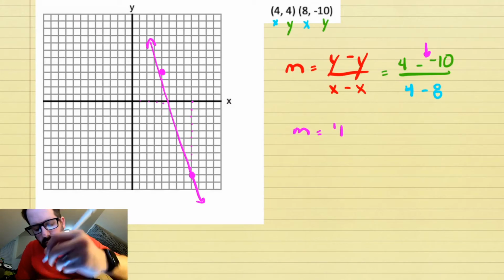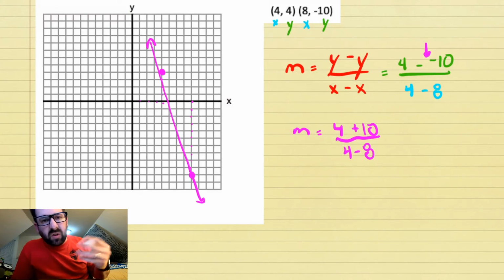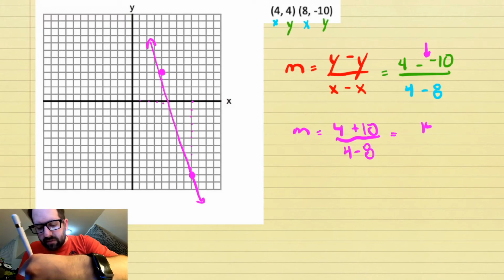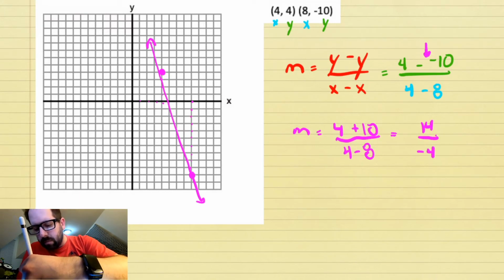That's weird. Why won't it let me write that 4? 4 plus 10, there we go. And then on the bottom, we have the 4 minus 8 still. There's no double negative sign there, so those stayed. So here's what we're going to be left with: 14 on the top, and on the bottom, 4 minus 8, which is a negative 4.